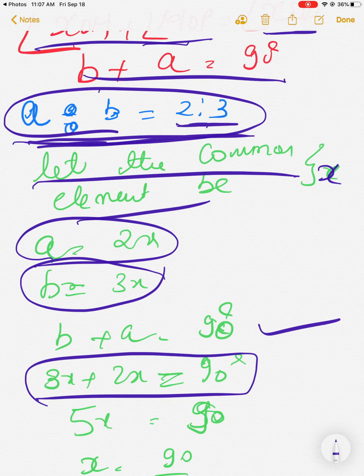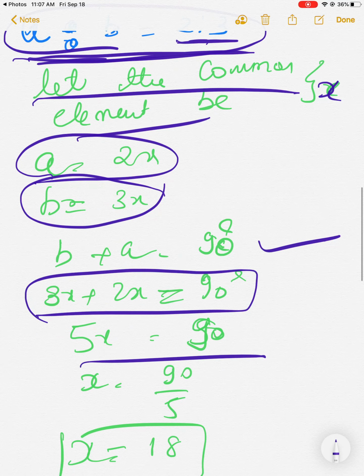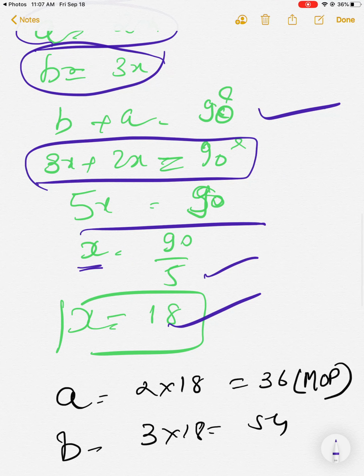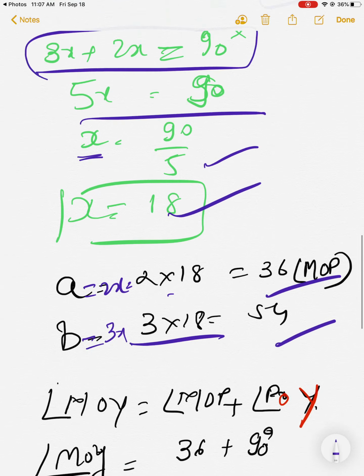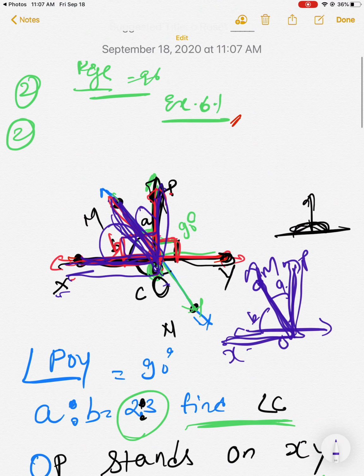3x plus 2x is 90 degrees. 5x is equal to 90. x is equal to 18. The common element x we have got is 18. So what is A? A is equal to 2x, 2 into 18, that is 36. B is equal to 3x, 3 into 18, that is 54. Now next, angle C we have to find out.